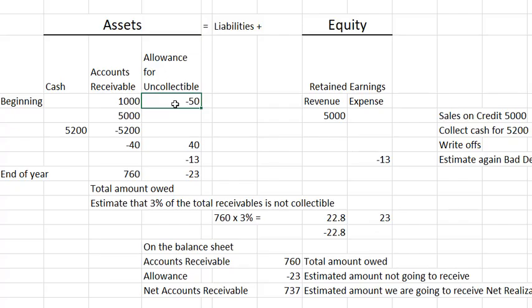Notice it is minus because it is always subtracted from the amount we receive. This is the amount we're not going to receive. So if you want to think of it in those terms, it's always a negative. That negative shows that it's different than other asset accounts, which are always positive. So those two, that's how we start, that's what we know from last year.